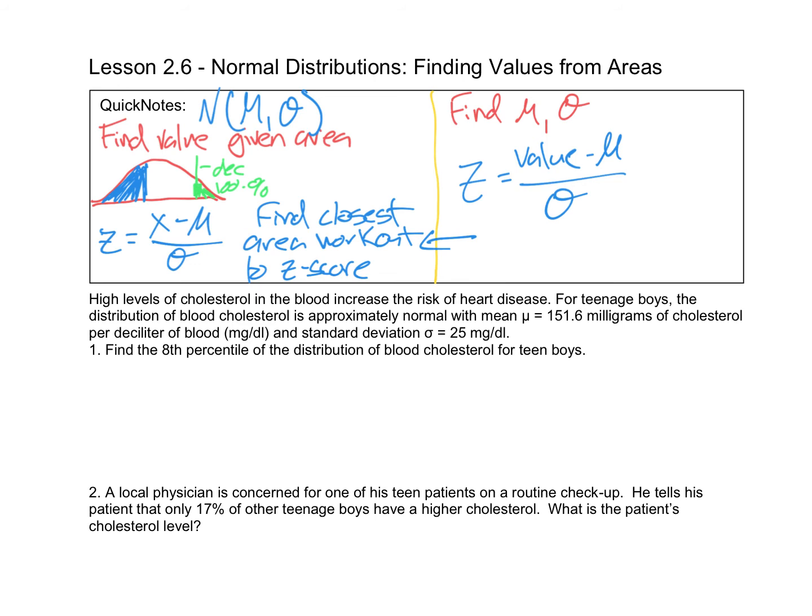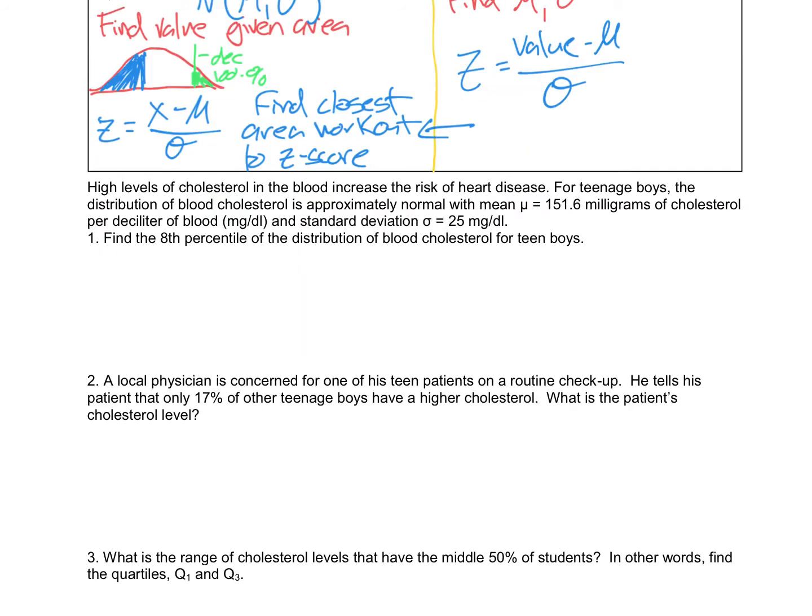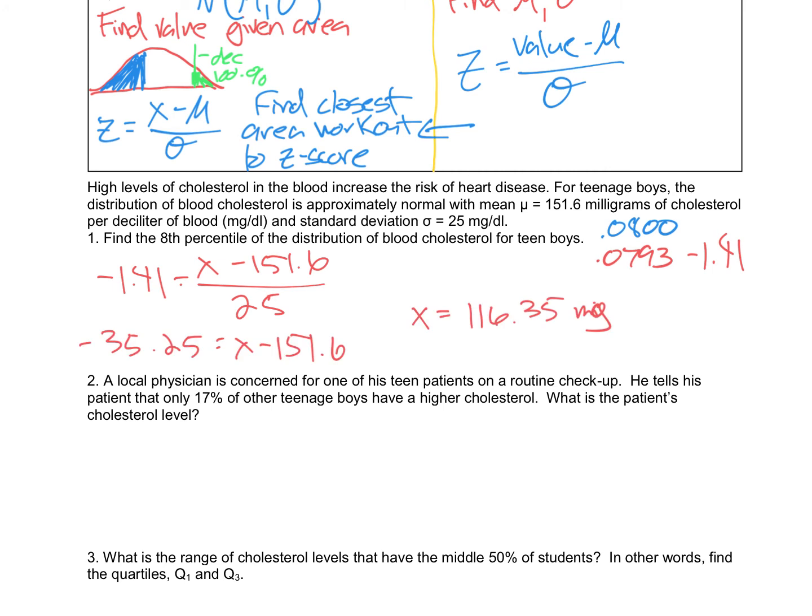So go ahead and try these next problems here. So 8th percentile, so we're looking for 0.0800, and if you look on the z table, we get one that is pretty darn close at 0.0793, which then gives us a z-score of negative 1.41. Then after working that out, we get 116.35 milligrams.